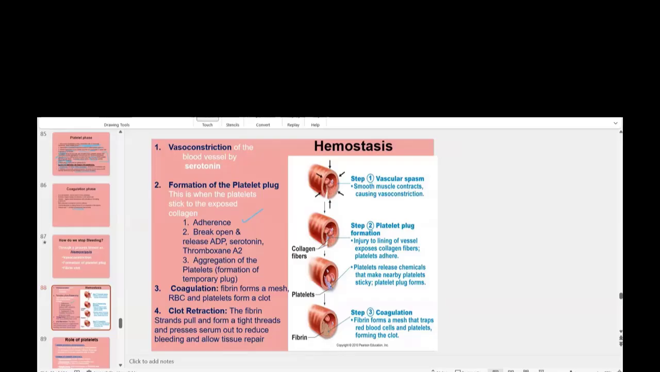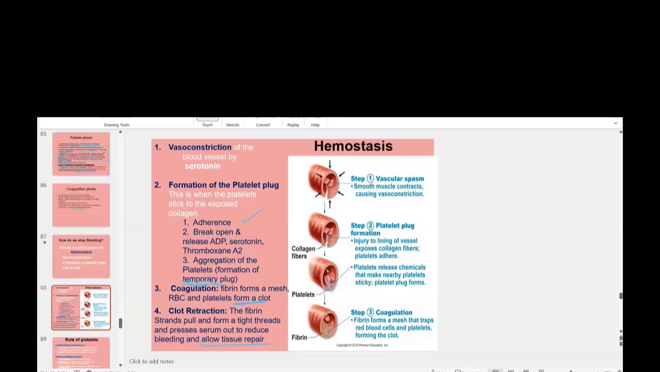Plug, look at the word temporary. Why do I say temporary? Because after its work is done, it's no longer needed there. Then fibrin finally happens. A clot is formed in the coagulation stage. Clot retraction: the fibrin strands pull and form tight threads and press serum out to reduce bleeding and allow the tissue repair. That is the clot retraction process that sets in after the clot has formed.